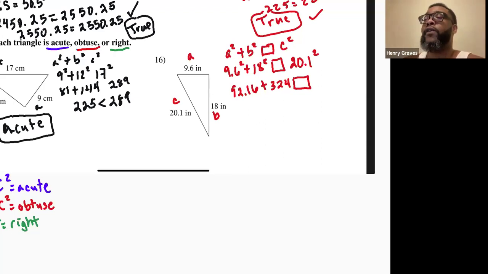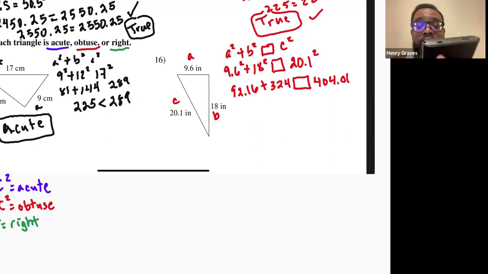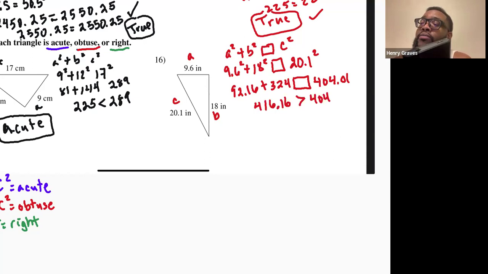20.1 squared is 404.01. There we go. So if I add the stuff to the left of the blank space, which is 92.16 plus 324, I get 416.16, which is bigger than 404.01. Since it's greater than, that makes this obtuse, right? Just like how on the other one, this was less than, which I know is acute. So you guys can see the difference there, right?